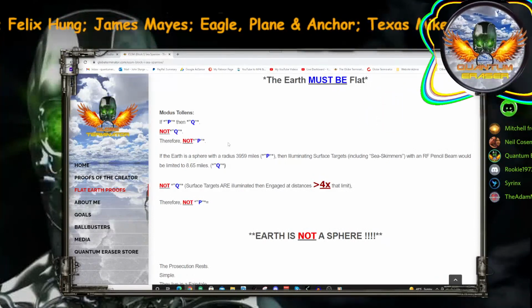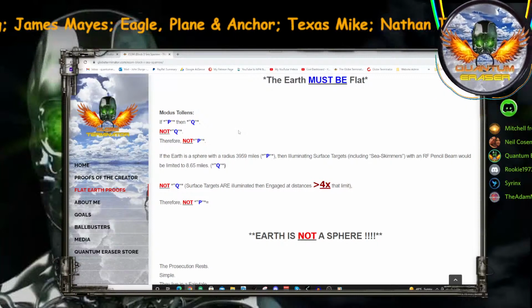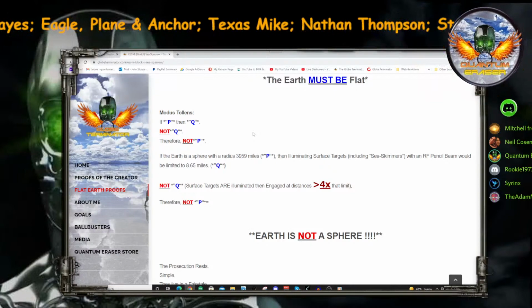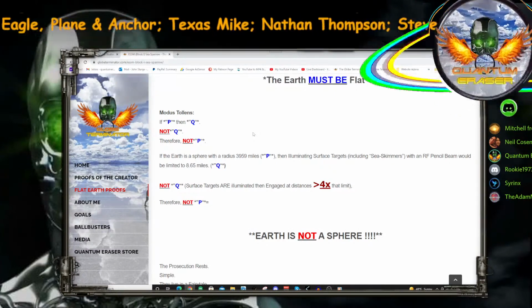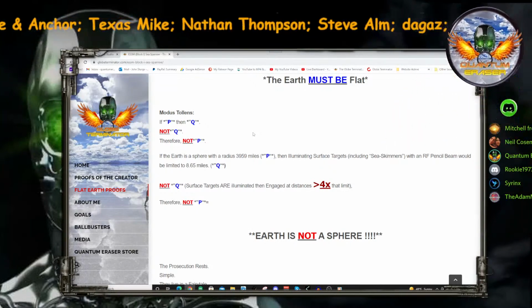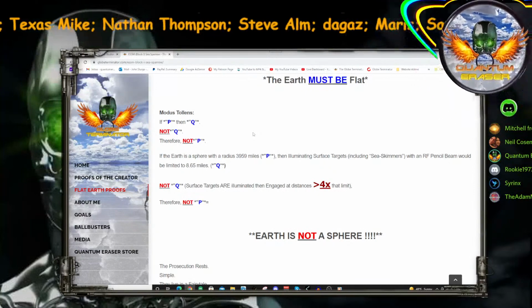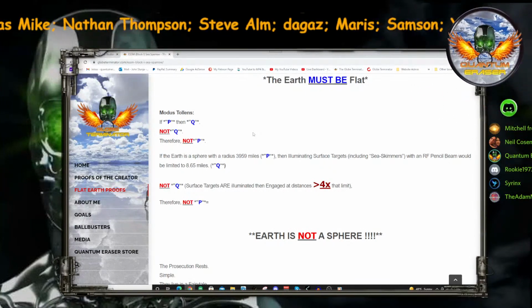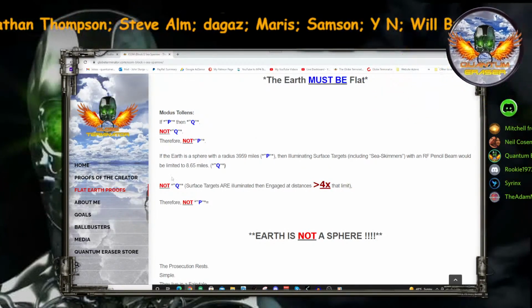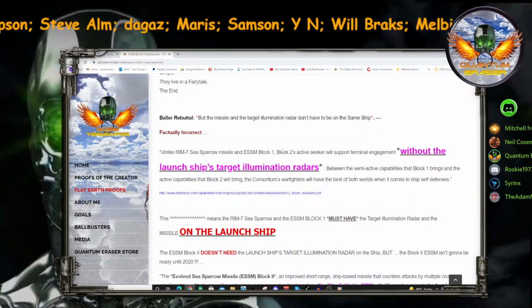Might as well throw a Modus Tollens in there. Rub it in with salt. If P, then Q; not Q, therefore not P. If the Earth is a sphere with a radius of 3959 miles, P, then illuminating surface targets, including sea skimmers, with an RF pencil beam would be limited to 8.65 miles, Q. Not Q, because surface targets are illuminated and engaged at distances greater than 4 times that limit. Therefore, not P, the Earth is not a sphere. Prosecution rests. Simple. They live in a fairy tale, the end.